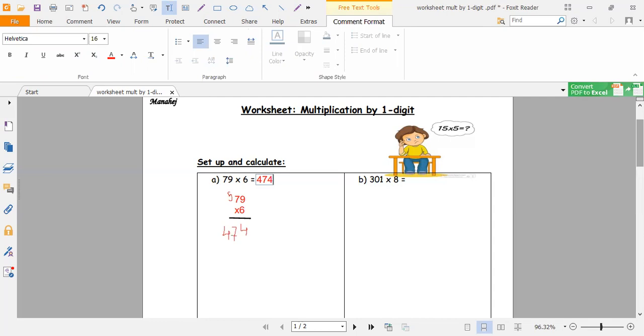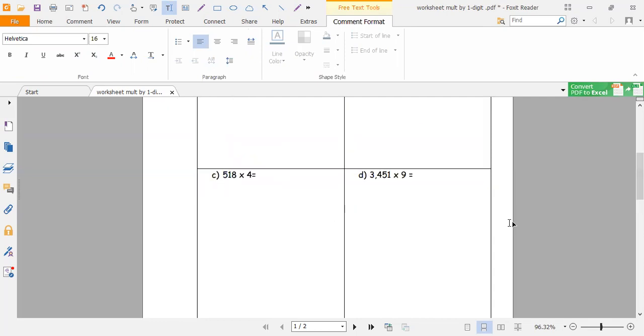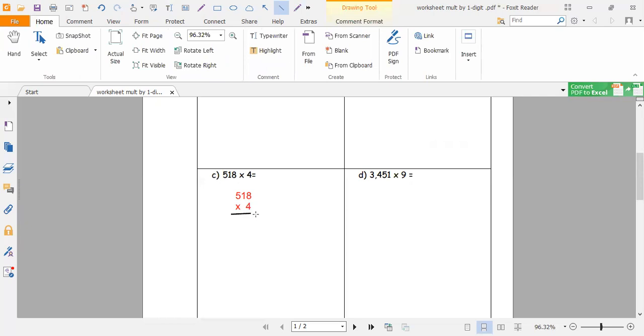Now we have to do part C, 518 times 4. We set up the numbers, 518 times 4. We start multiplying the 4 by all digits of this number starting from the right. So 4 times 8, 32. We write 2 and we carry 3. 4 times 1, 4 plus 3, 7.